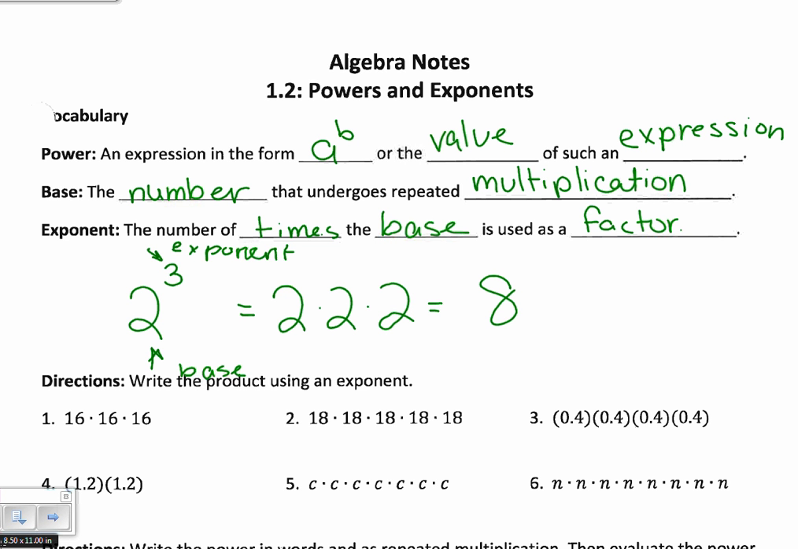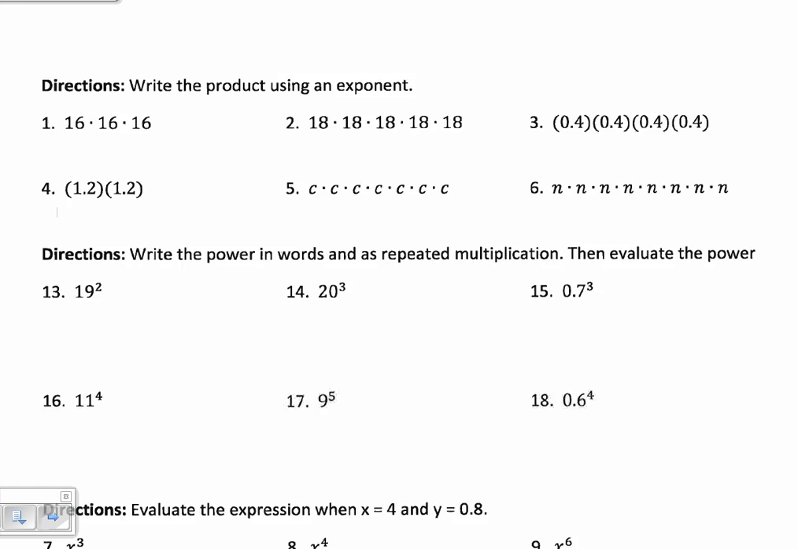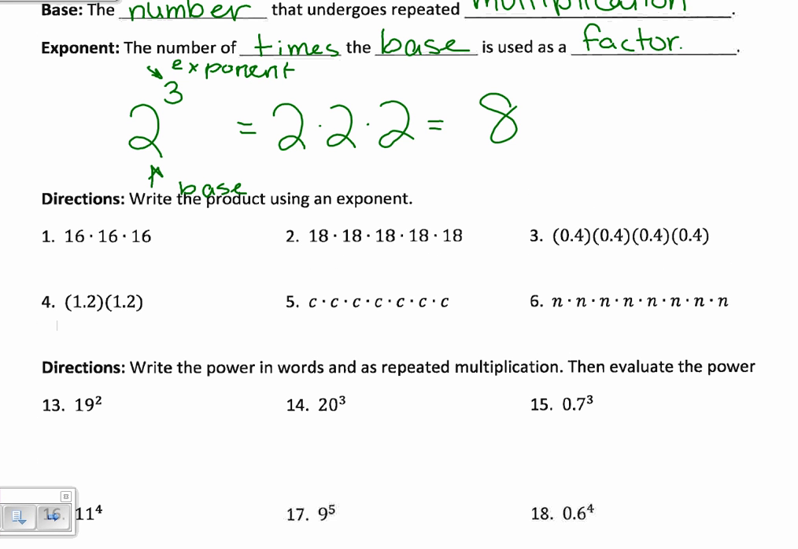So let's try some example problems. Our first set of directions asks us to write the product using an exponent. So, 16 times 16 times 16. 16 is a number that is repeated, so that is my base. The number of times it's repeated is my exponent. So 1, 2, 3, so it's 16 to the third power. Same thing, 18 would be my base because that's the number that repeats. My exponent would be 5 because there are 5 18s here.